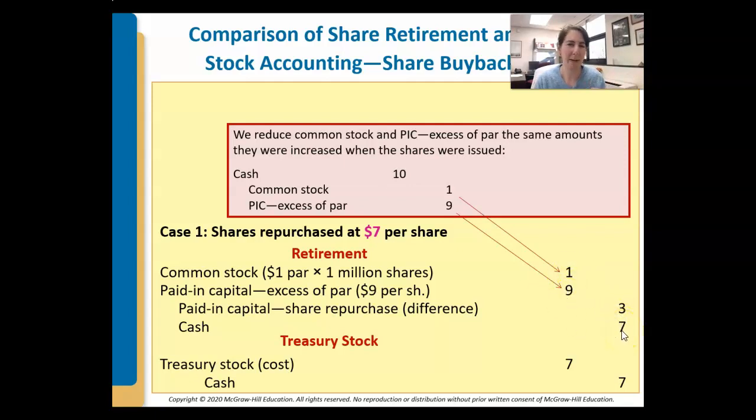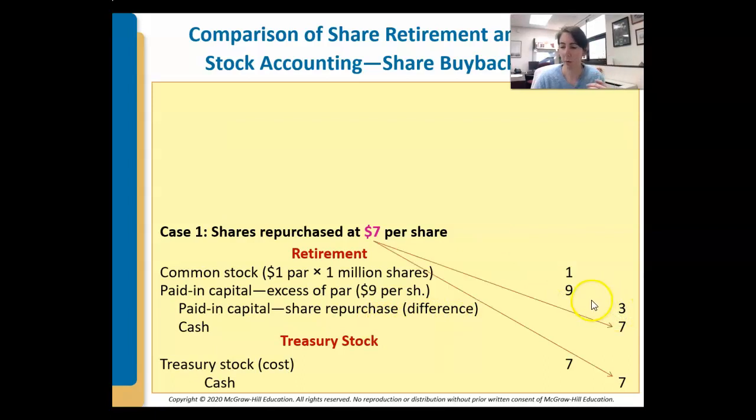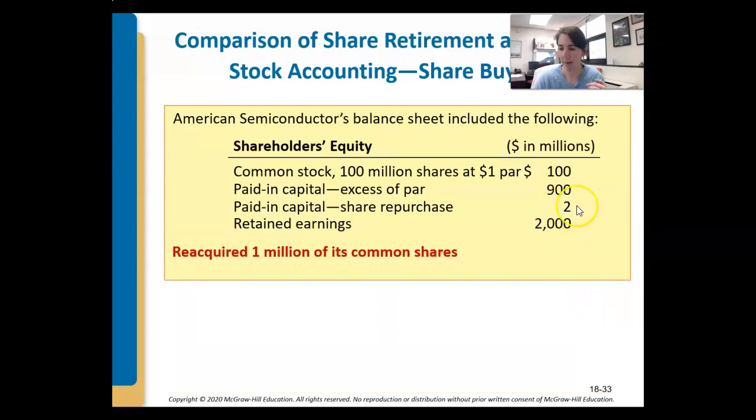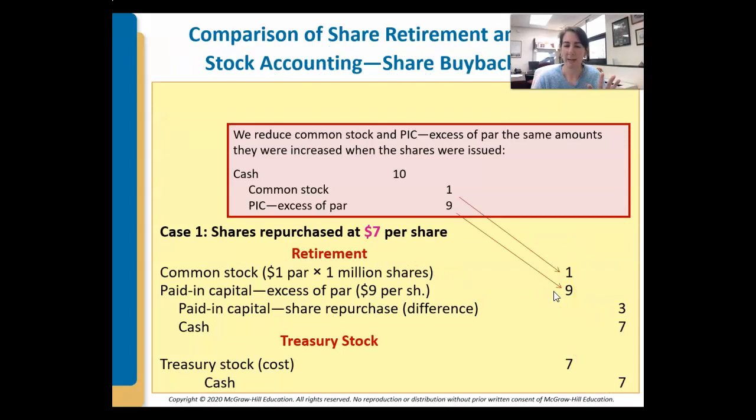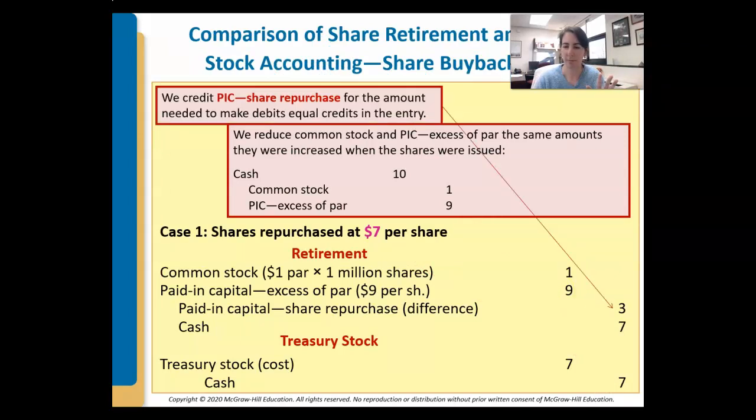Remember I said we're kind of making out on this transaction? We're really $3 ahead, right? So if we're really $3 ahead because we originally put them out there for 10 and we're repurchasing them for 7, we have a new account. It's called paid in capital share repurchase, $3. That's for the piece I made out ahead. And it carries a credit balance and increases stockholders' equity. So originally in this example I have 2, so now I'd be at 5. Okay? So that's how that gets treated.